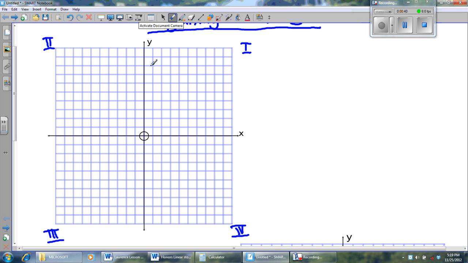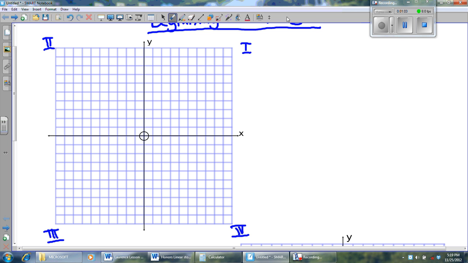Now, there are points on this coordinate plane, and the points aren't just located at intersections. There are points every single place, everywhere. There's an infinite number of points. There's points here, here, here, here, here. A lot of times kids just think there are only points at the intersections. That's just simply not true.